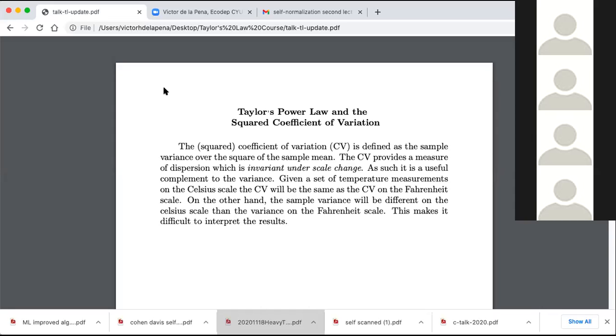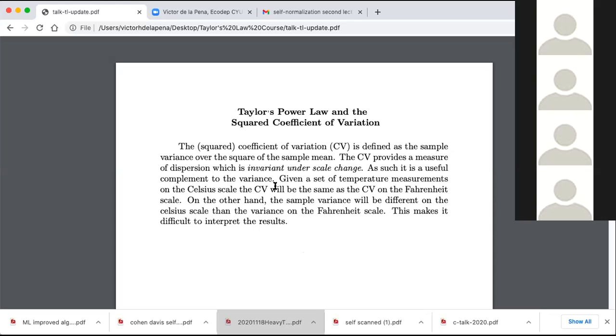As such, it is a useful complement to the variance, which is also a measure of dispersion. Given a set of temperature measurements on the Celsius scale, the coefficient of variation is the same as the one in Fahrenheit scale. However, this is not the same as the variance. Depending on which scale you're working in, the variance will change, so it is difficult to interpret the results on the spread of your population when you change the scales.